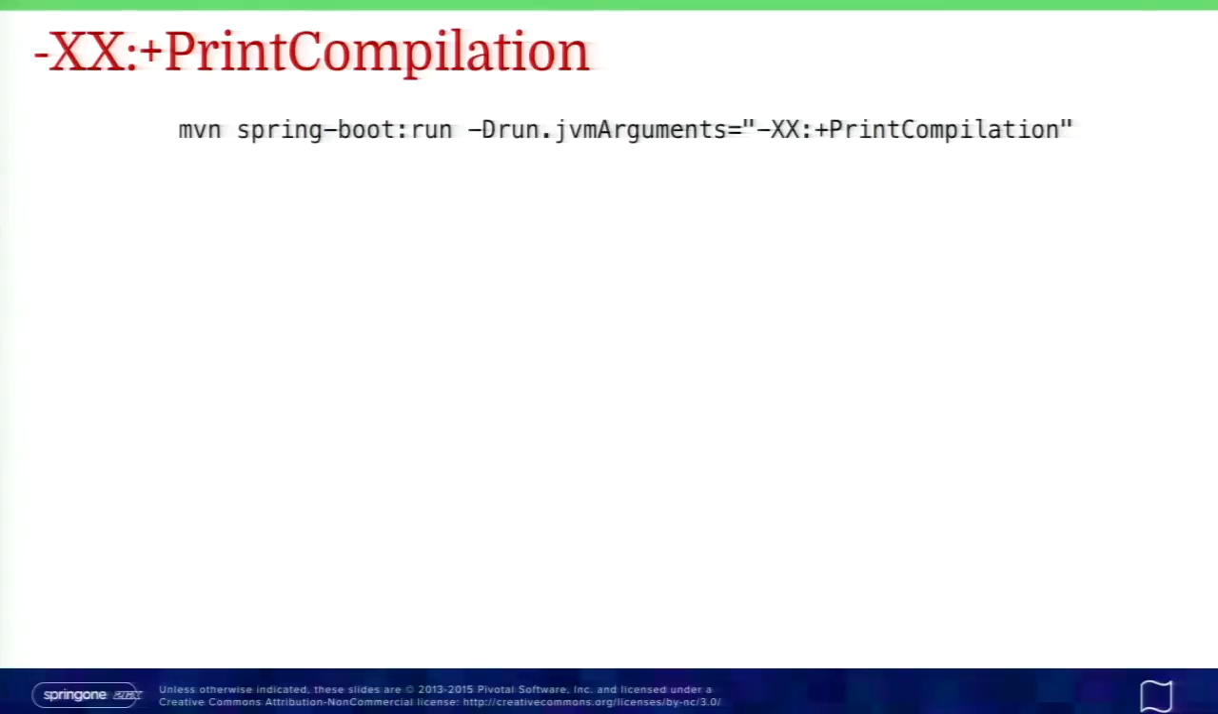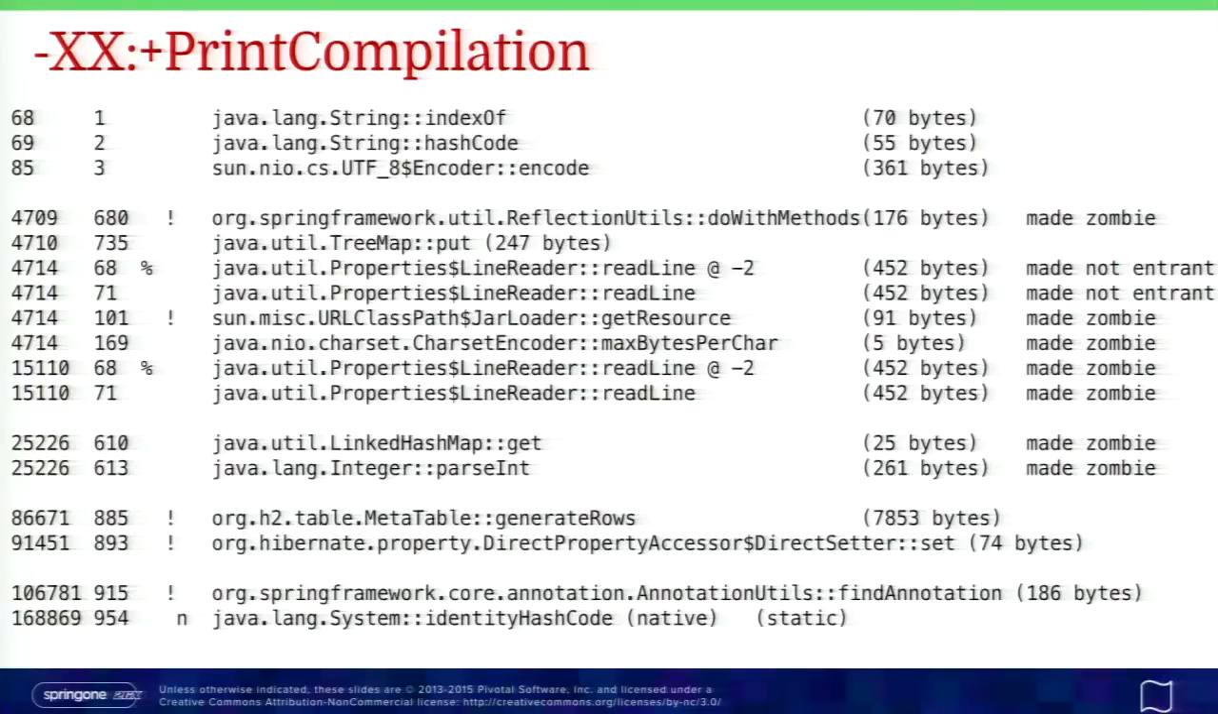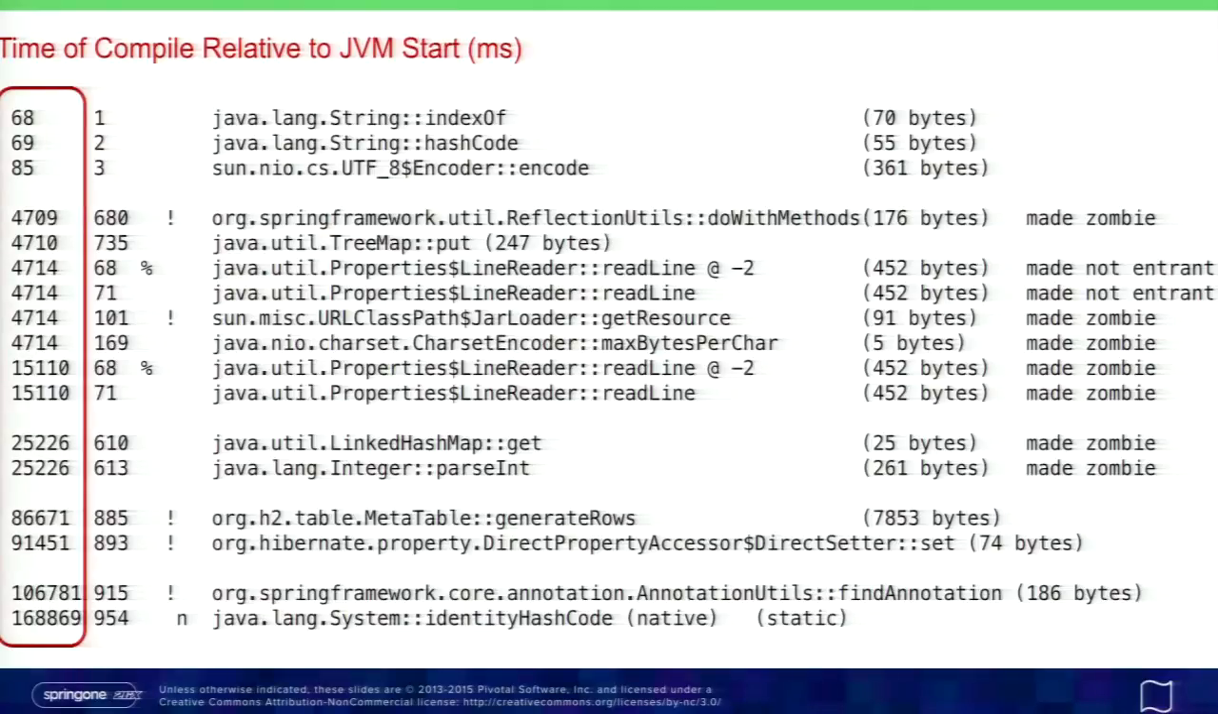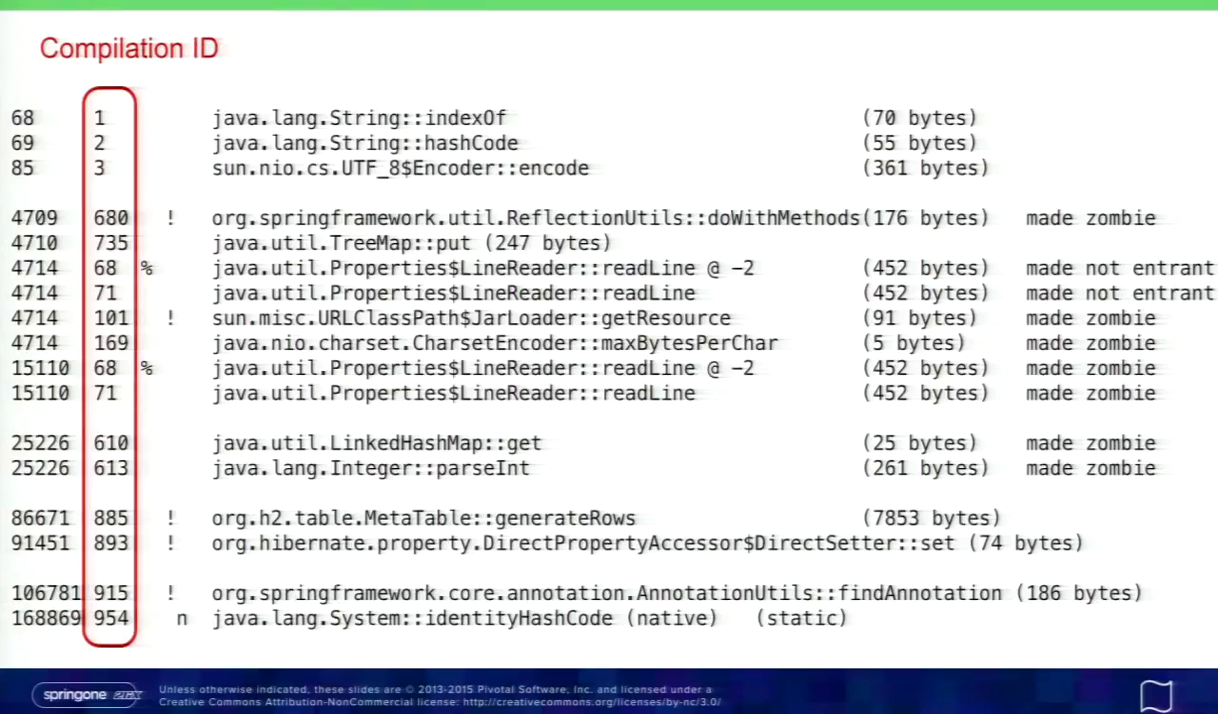Now, first thing I'm going to do is run with this flag called PrintCompilation, and I pass that in as a JVM argument to my Spring Boot application. What this does is give you some information on what classes are being compiled and what ones are being de-optimized. So you run this, and you will start seeing this get scrolled down your screen. You won't even have your application started yet, and this will just be scrolling and scrolling and scrolling. So what in the world does all this mean? Well, first here, we have the time of compilation relative to the JVM start in milliseconds. Then every compilation gets an ID.